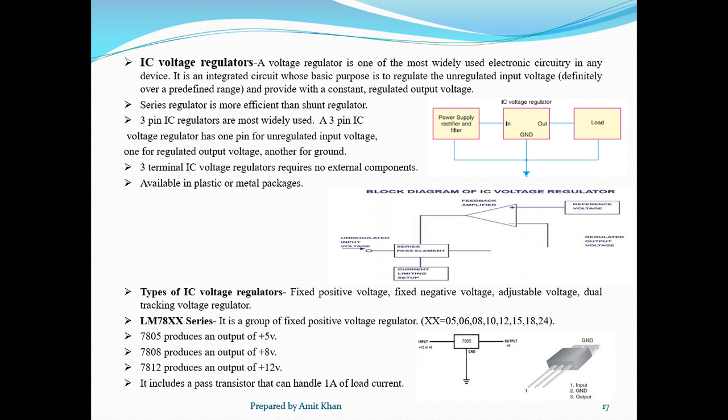There are different types of IC voltage regulator. We will see the LM78 series. We can see the diagram of the 7805, with the input, output and ground pin. So the LM78 series is basically a fixed positive voltage regulator. Like 7808 produces an output of plus 8 volt, 7815 will produce an output of plus 15 volt, and 7805 will produce an output of plus 5 volt.